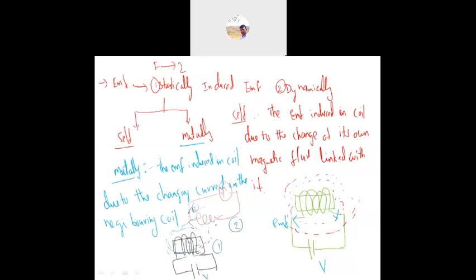The EMF induced in a coil due to the changing current in the neighboring coil causes the production of EMF. From 1 to 2, and then from 2 to 1, EMF also changes. That is called mutual inductance. The EMF induced in a coil due to the changing current in the neighboring coil is called mutual inductance.